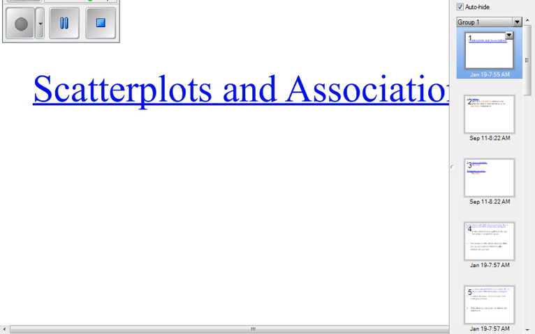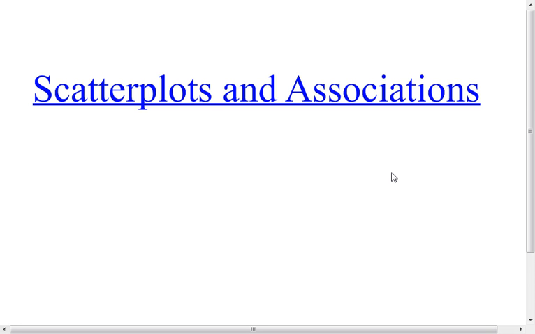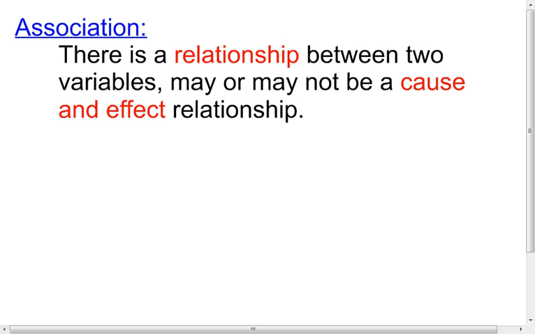This lesson today is about scatter plots and looking at relationships between two kinds of data. In the last chapter we looked at one data set at a time, and now we're going to look at two data sets at a time and be able to compare them and look at the relationship between both of them. Okay? So the first vocabulary word you need to be familiar with is an association.